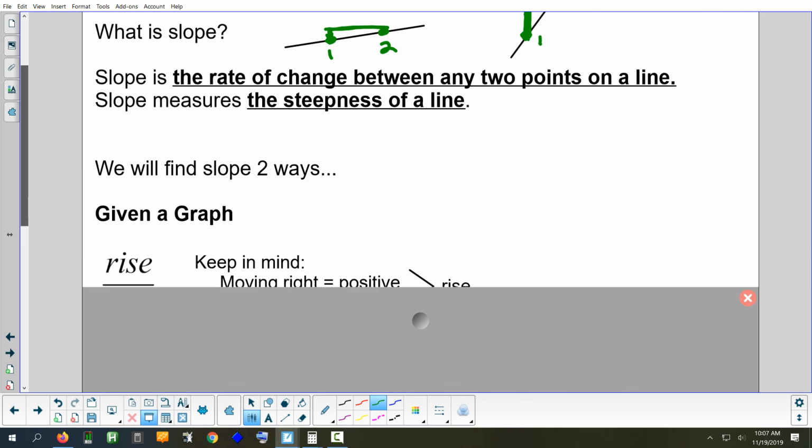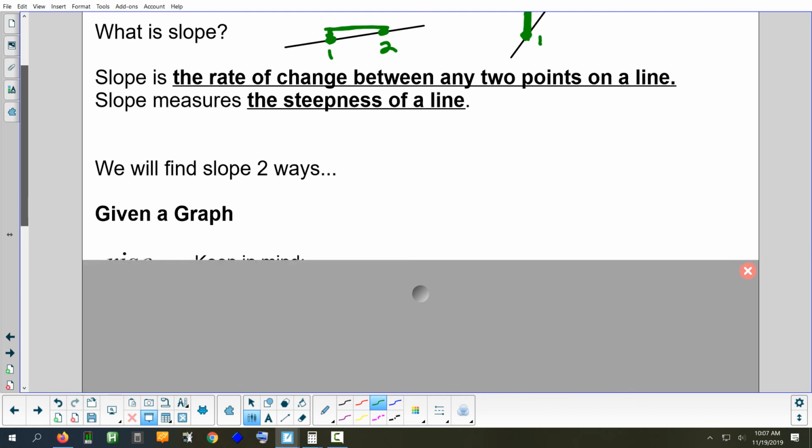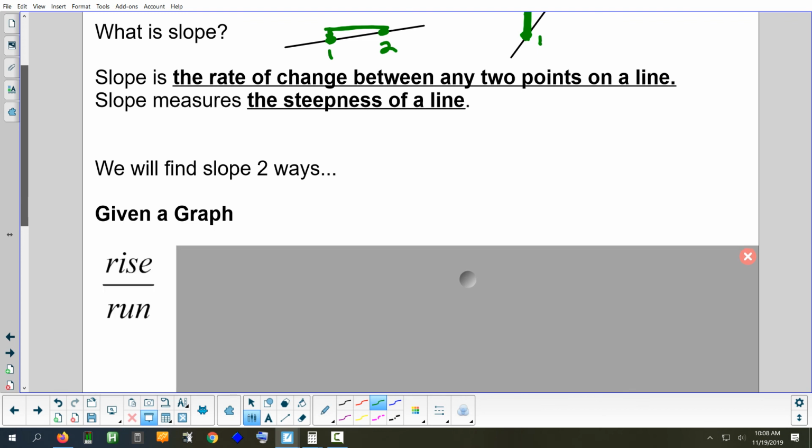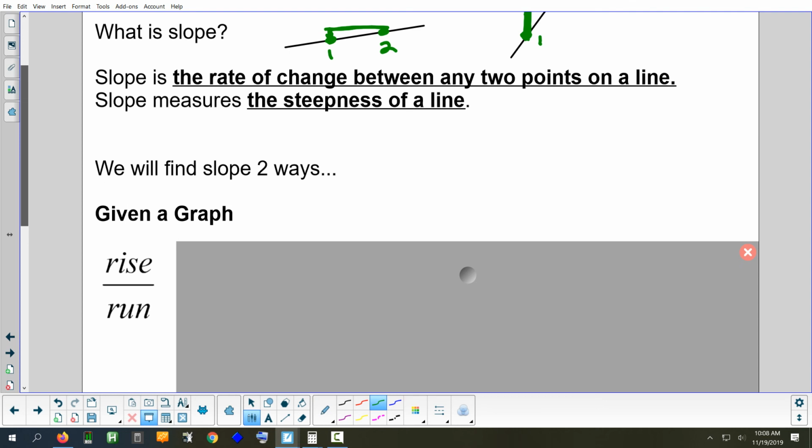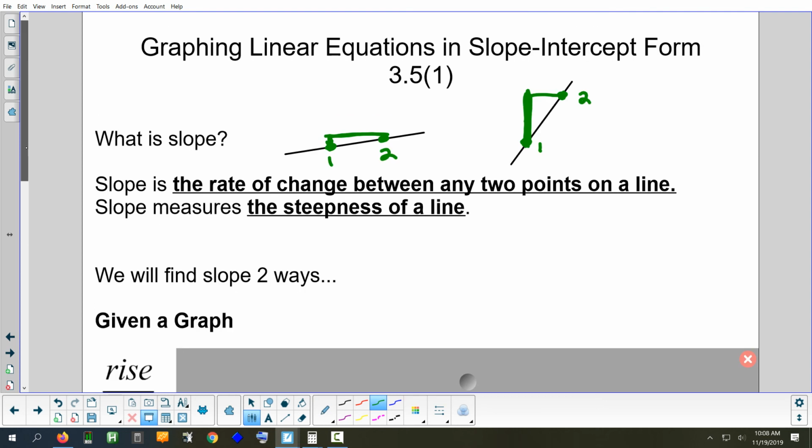If you are given a graph, okay, when I asked you guys in the warm-up, what is slope? Somebody said this earlier. They said it's rise over run. Okay? Yeah, rise over run. So, just so people understand rise and run, this is rise. This is run. Rise is always vertical.